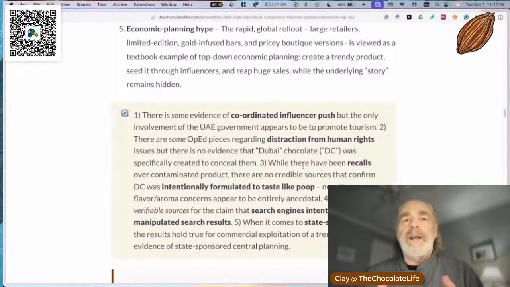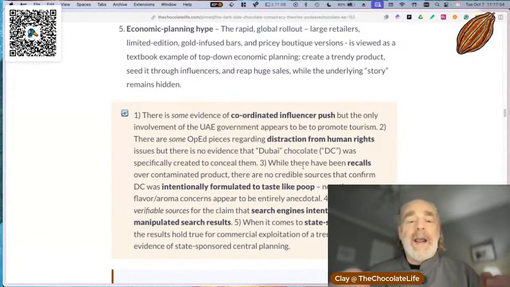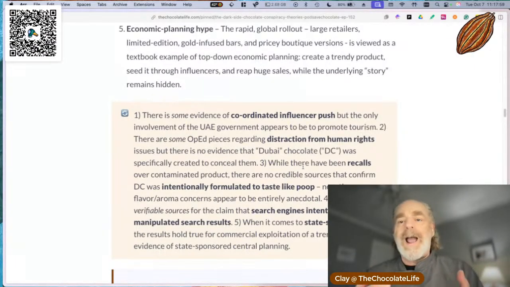So does it make sense that the UAE government went to this chocolatier in Dubai and said, create a product, which originally wasn't named Dubai chocolate, and we're going to find some random social media influencer on TikTok to do a story about it? And the reason we're doing this is to distract from our human rights abuse reputation. I think when you put it that way, it doesn't make a whole lot of sense.